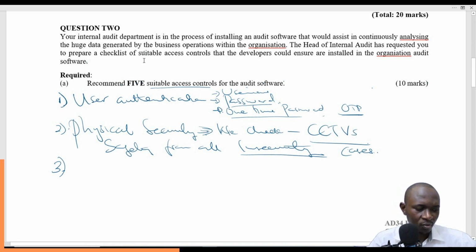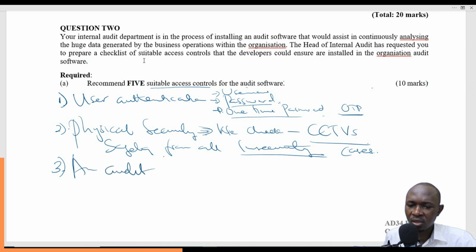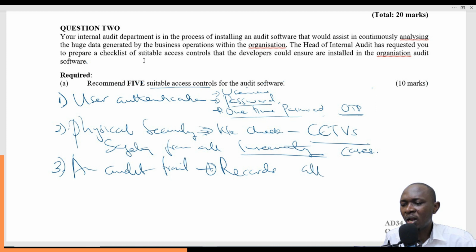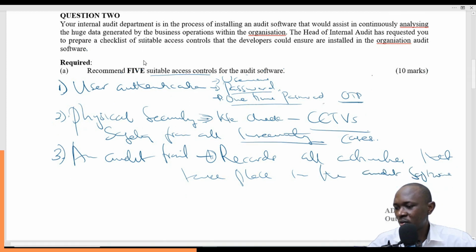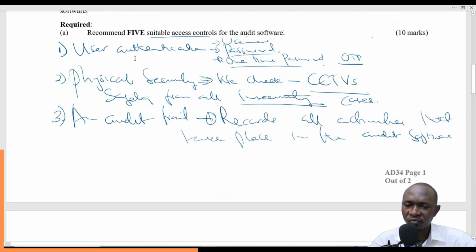So the third one, we can talk of an audit trail. An audit trail basically records all activities that take place in the audit software. So anybody who comes in who basically is allowed into the software, his records of whatever it is that he is going to do are kept by the software itself.